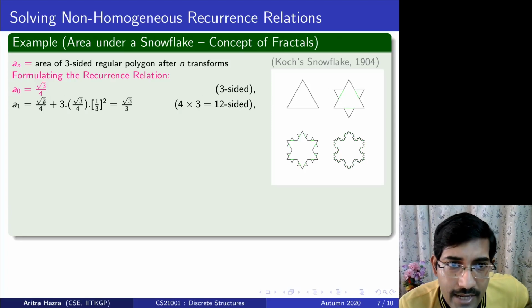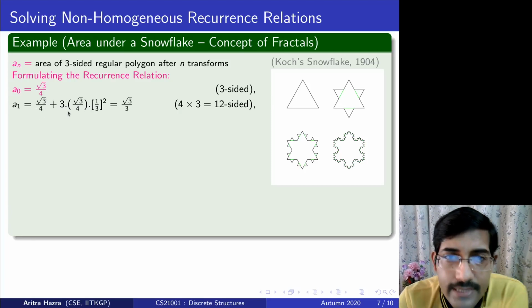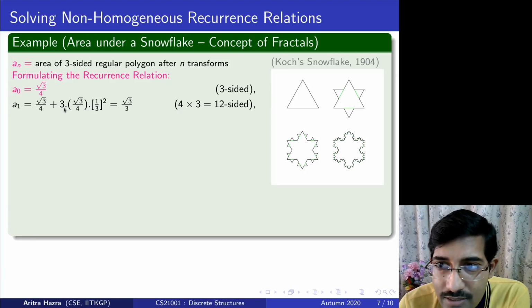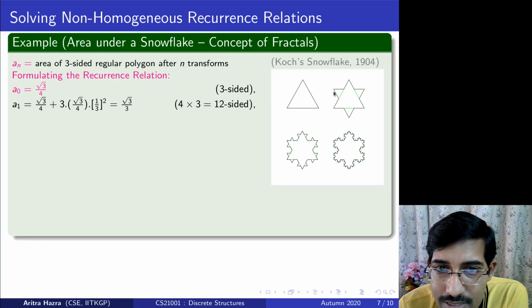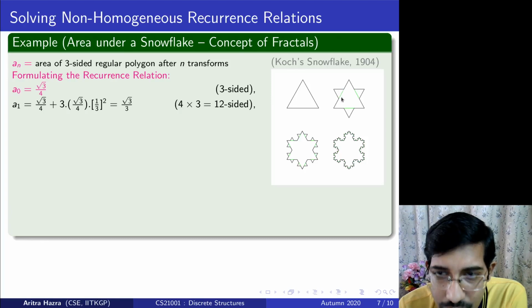Now the area has increased. Root 3 by 4 was my earlier area, and it has increased 3 times root 3 by 4 into 1/3 square, because now the size of each of the sides is 1/3. And if you try to compute that, since each of the sides contributed as 1/3, if you try to formulate the area, you will get this equation.